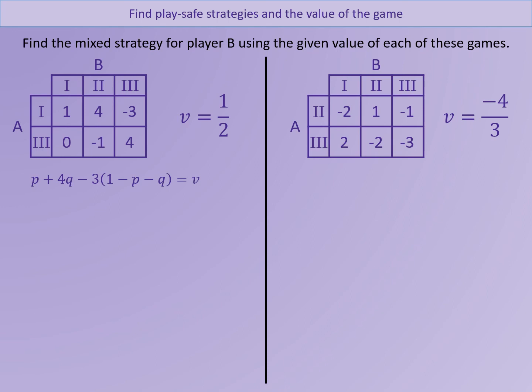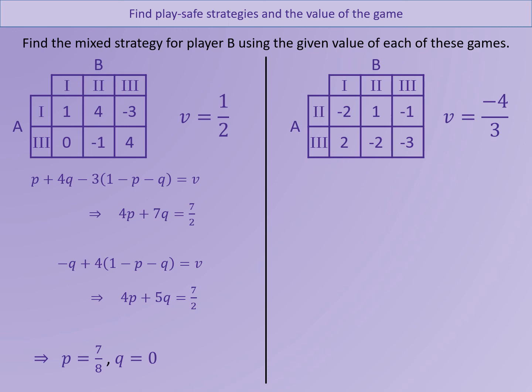So if you've done this using P and Q as your probabilities, this is the equation you should end up with. Substituting in V equals 1/2 there. And then the equation for if A were to choose option 3 gives us this equation here. So this leads us to B playing option 1 with probability 7/8, option 2 with probability 0, so never playing option 2, and option 3 with probability 1/8.